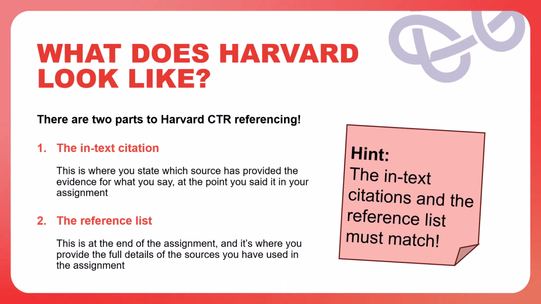So now let's think about what Harvard Cite Them Right style looks like. There are two parts to this referencing style. There's the in-text citation and the reference list. The in-text citation is where you are writing your assignment and you make a point and you indicate in your writing where that evidence came from. The reference list provides the full details of that source of evidence so that your reader can access it independently. The two need to match, so every time there's an in-text citation in your writing, there needs to be a reference list entry to match it for each independent source.